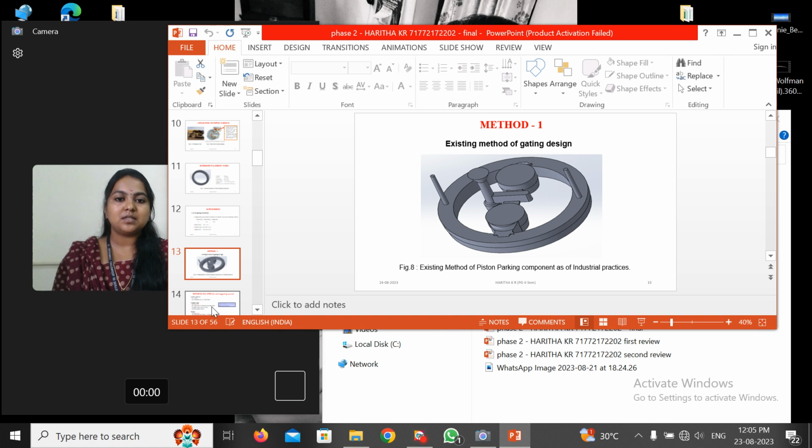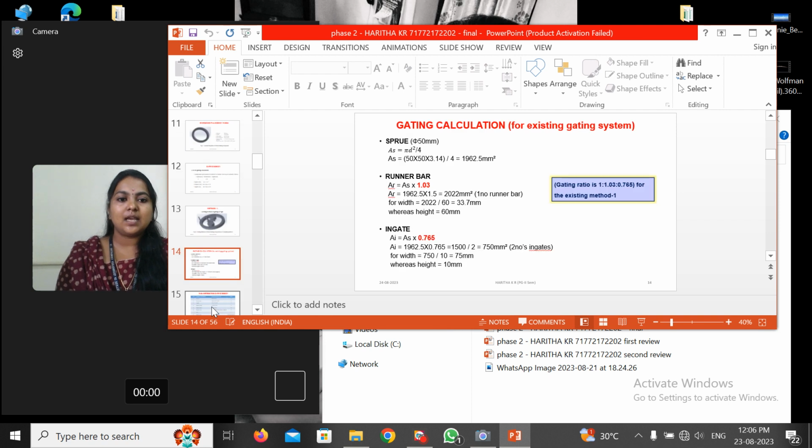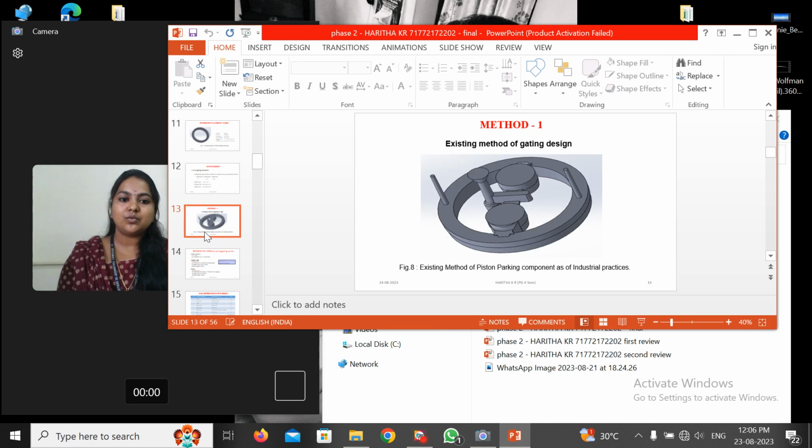and the percentage of the composition, pouring temperature, pouring pressure, and yield weight percentage will be analyzed throughout the optimization techniques of the simulation software. And this is a gating calculation for the existing gating system, using method 1, the existing method. The gating ratio is not a proper one; they used about 1:1.03 to 0.765, as we have shown previously for this kind of gating system.